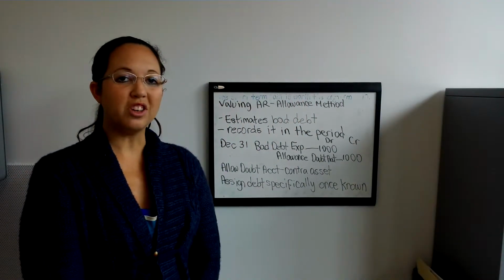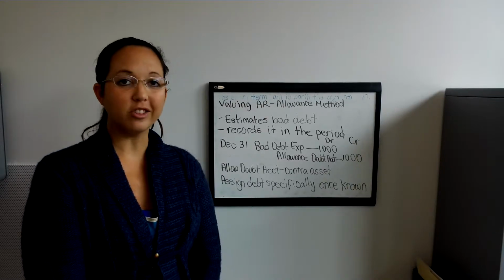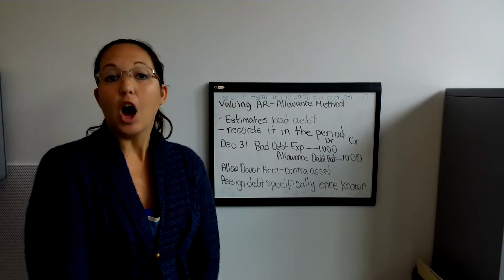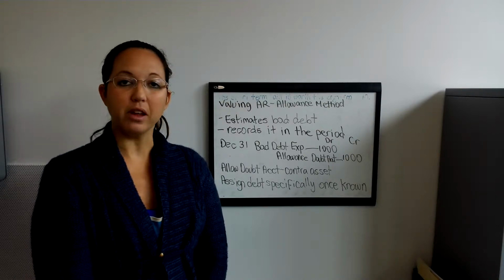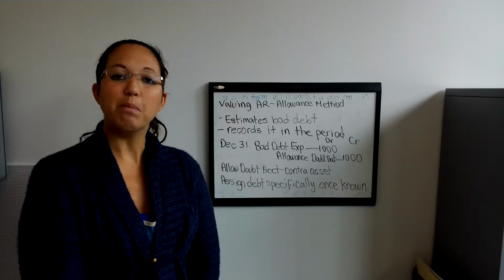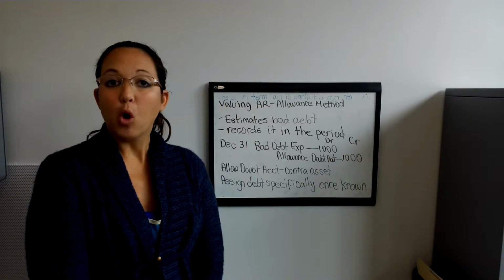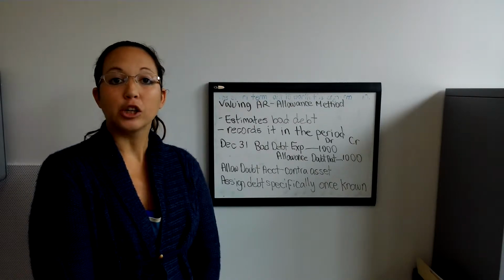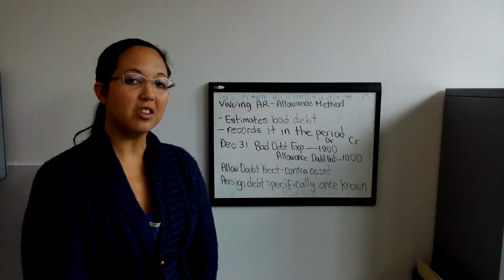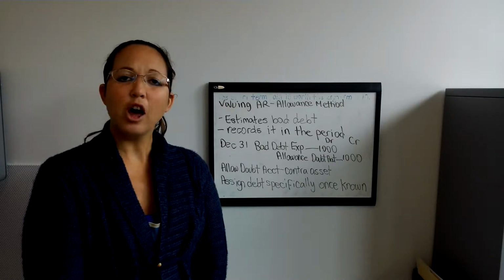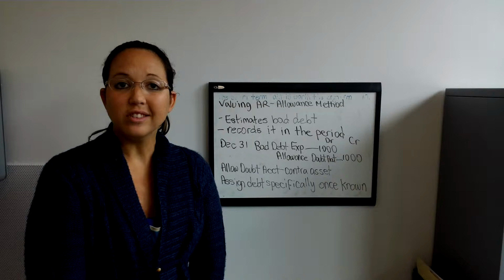Valuing accounts receivable can be a difficult process, especially when it's uncollected. There is a method called the allowance method that helps us estimate bad debt and record it in the period in which it actually occurs. So the allowance method again helps us estimate bad debt. It's not an exact figure, but an estimate.